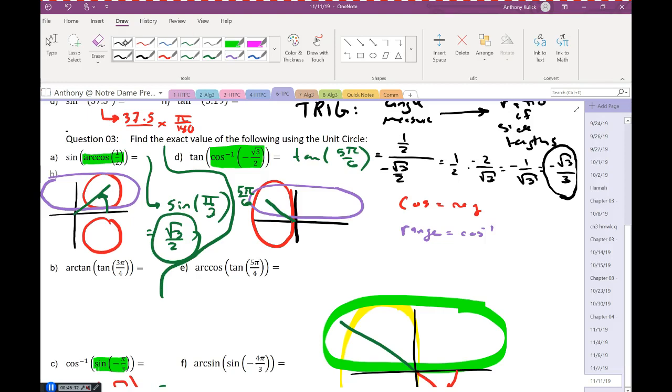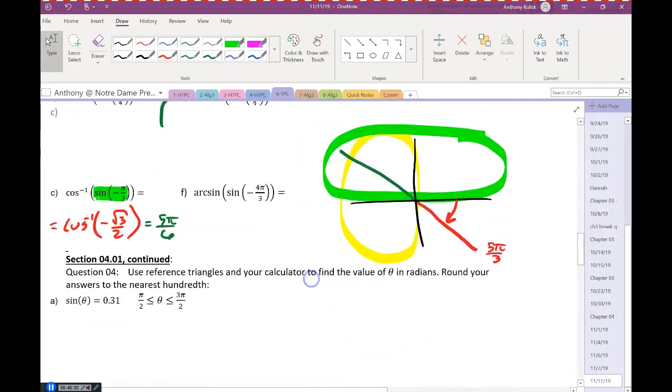That doesn't matter because you're not doing the inverse of it. You're just doing tangent of 3 pi over 4. Yeah, so you're just going to get a negative answer or whatever, and then you do the inverse of it. You know what I mean? Okay. All right.